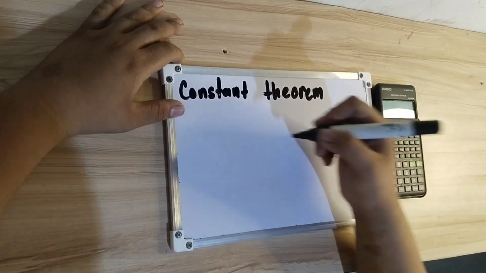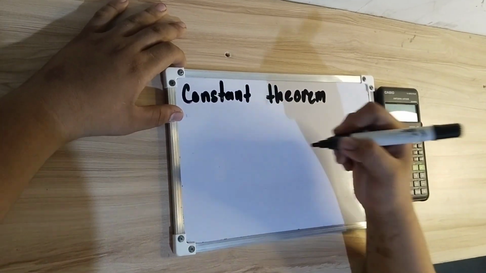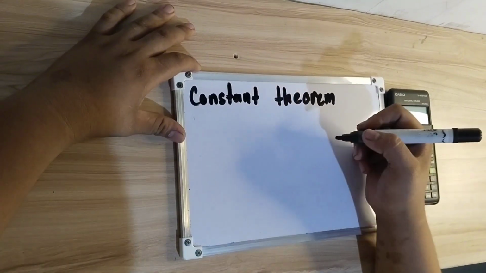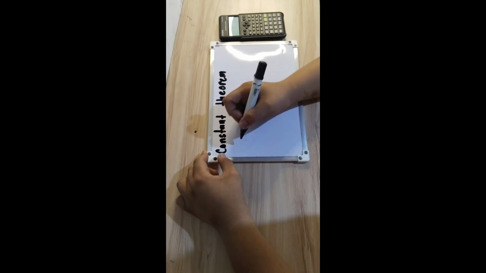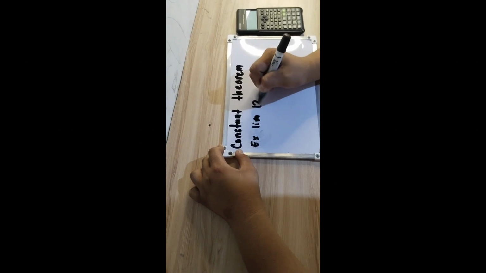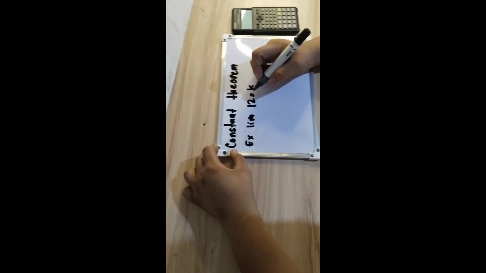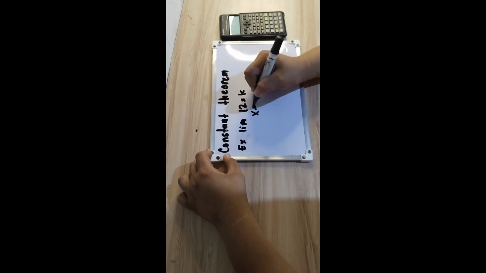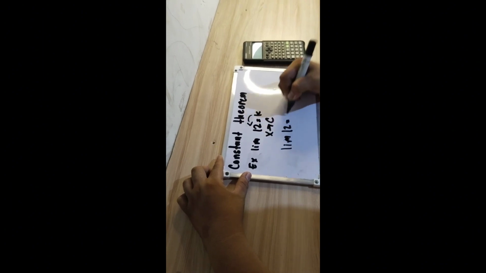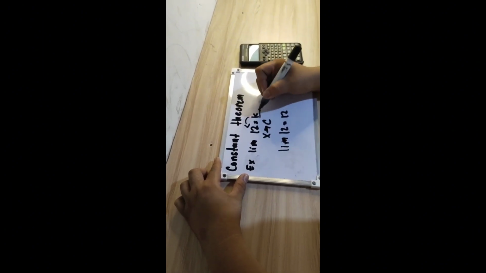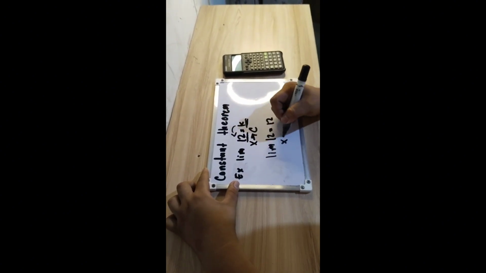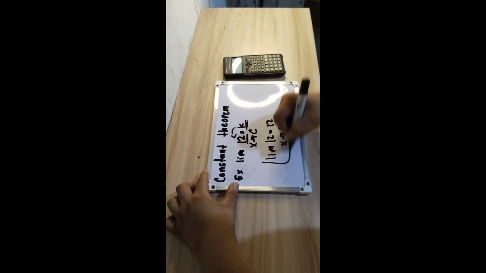Constant theorem. Let C and K be real numbers so that the limit of f of x and the limit of g of x exist as x approaches c. Here is the example of constant theorem. The limit of 12 equals k as x approaches c. The limit of 12 is equal to 12. It's always equal here and here. So the answer is here.